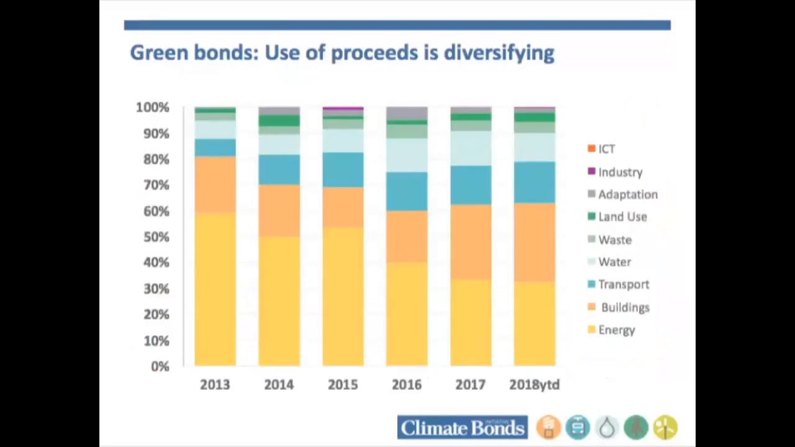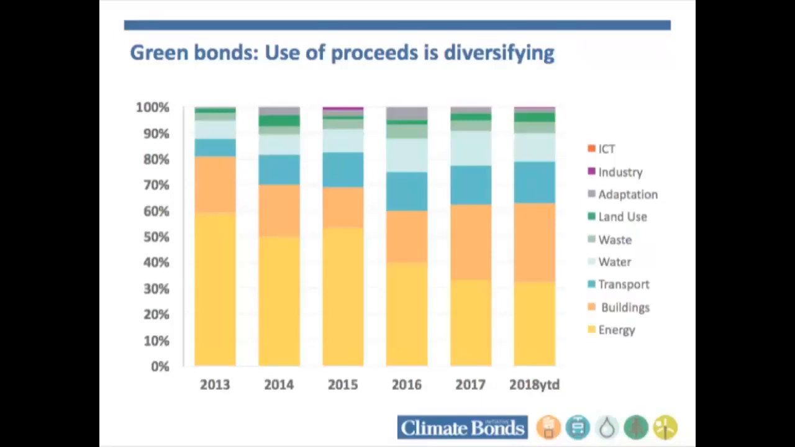As well as issuer type diversifying, we're also seeing use of proceeds diversifying. So here this graph shows the percentage that different sectors of the economy have taken in terms of green bond issuance. So you can see when this market started growing in 2013, renewable energy was a big part of the proceeds that was backing green bonds. But now when we look across to 2018, you can see that is really diversifying. Buildings and energy are now taking pretty much an even split.